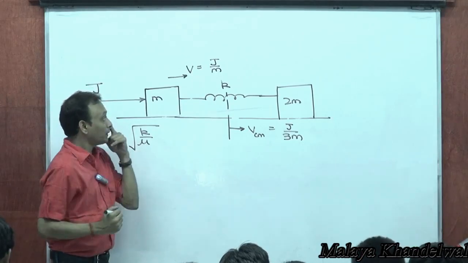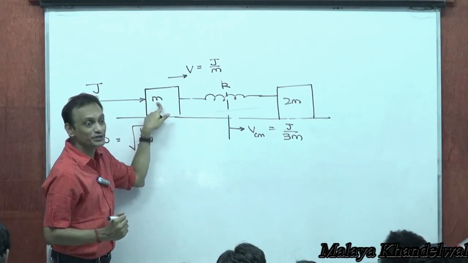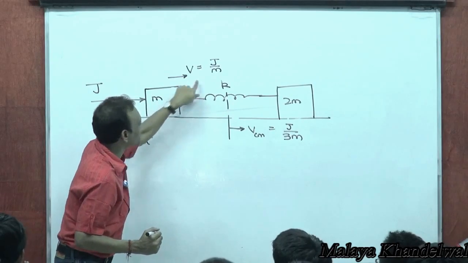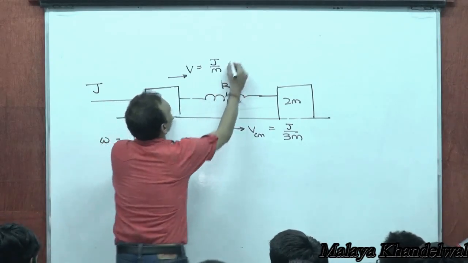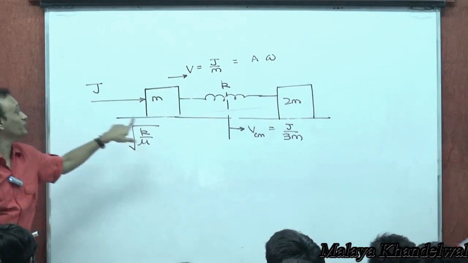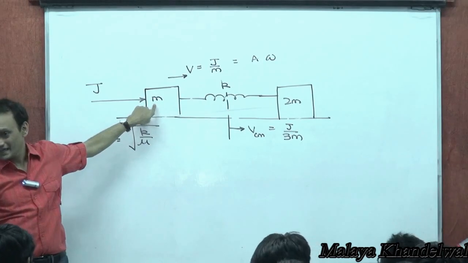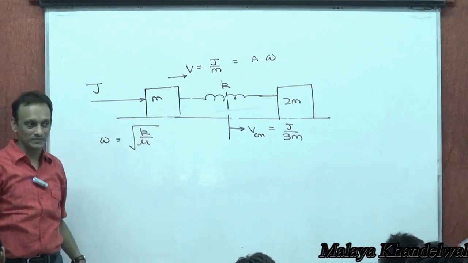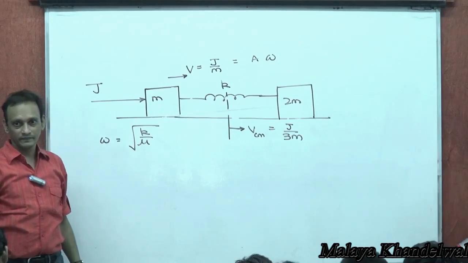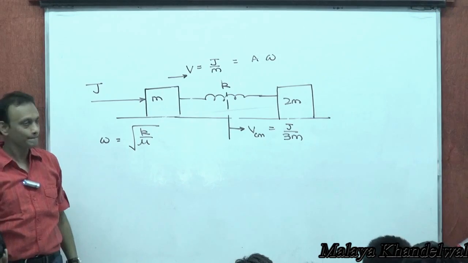What then, in the center of mass frame, would be the amplitude of oscillation? If this is the velocity of this mass in the mean position, and A is the amplitude, then this would be A omega. Omega is known, so you would know the amplitude of oscillation of small m. Got me?